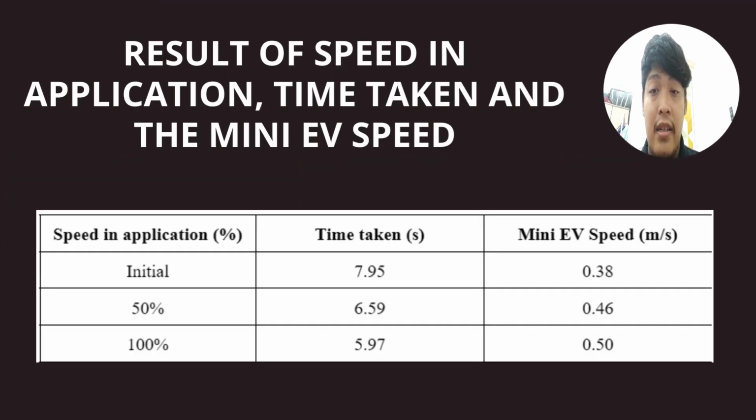Next is the result of speed in application, time taken, and the mini EV speed. For the initial speed, the time taken is 0.95 seconds, and the speed for the mini EV is 0.38 mph. While for the 50% speed in application, the time taken is 6.59 seconds, and the speed is 0.46. Lastly, for the 100%, the time taken is 5.97 seconds, and the speed is 0.5.